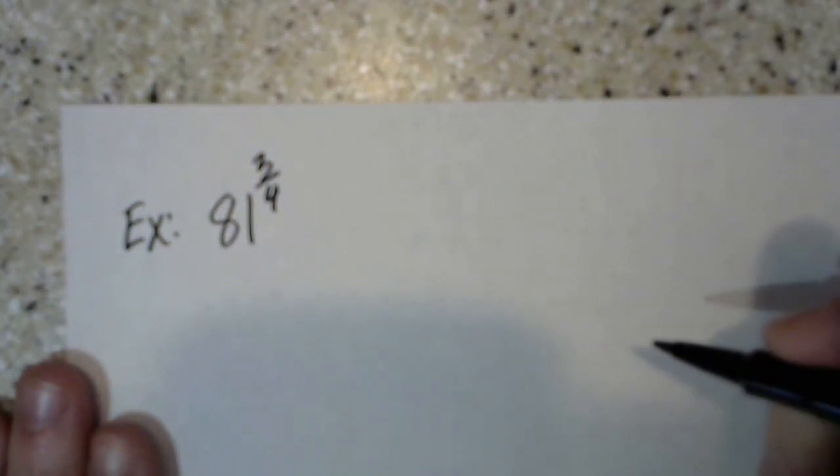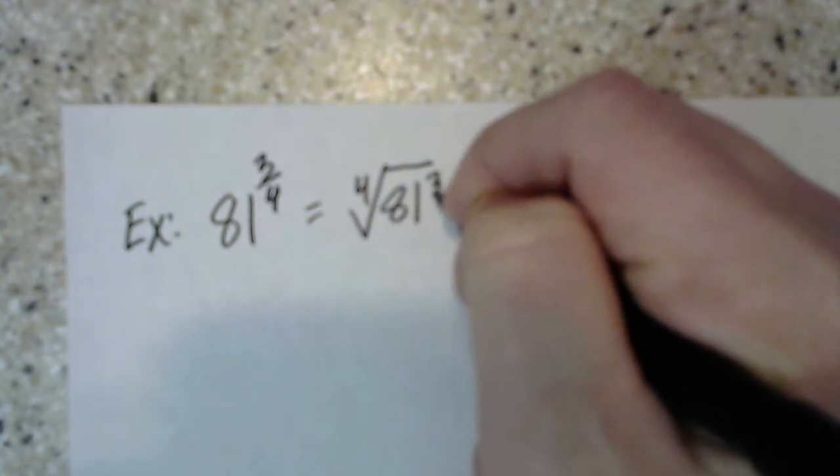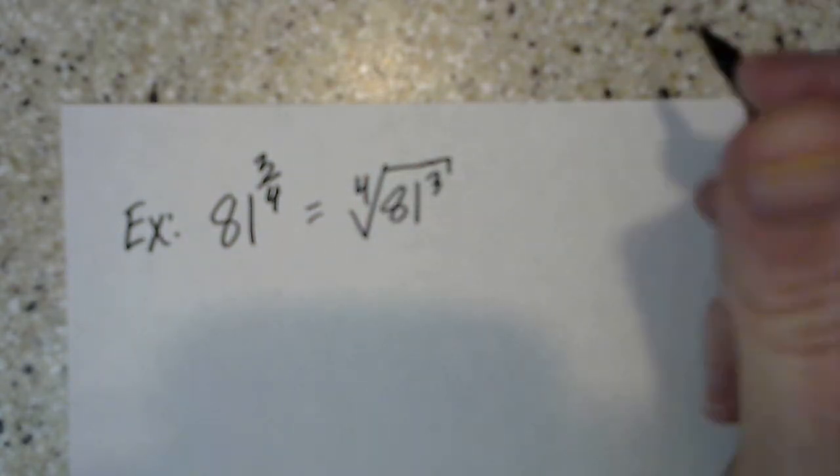Okay, so that particular example that I want to do is 81 to the 3/4 power. So I know that I have to rewrite this as a radical. So that's going to be the same as the 4th root of 81 to the 3rd. Okay?